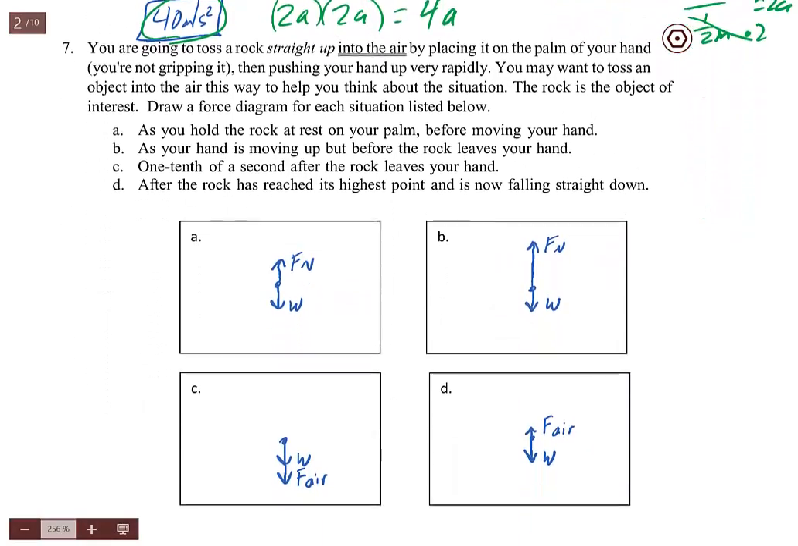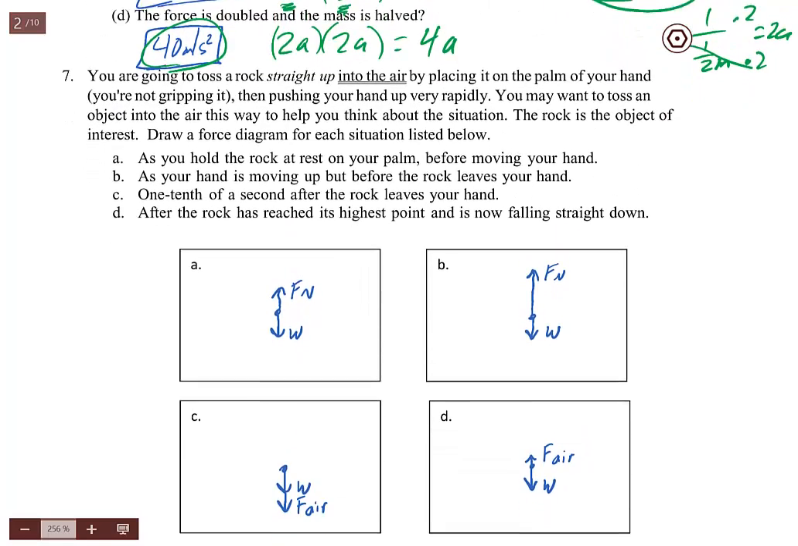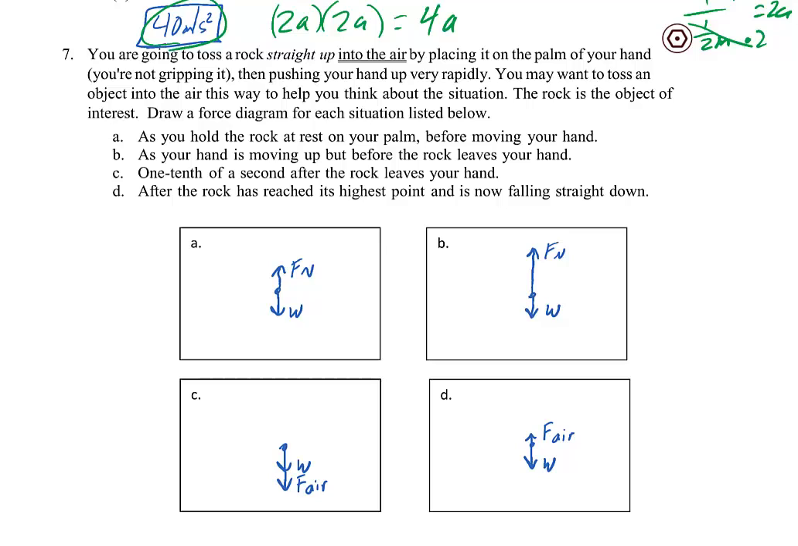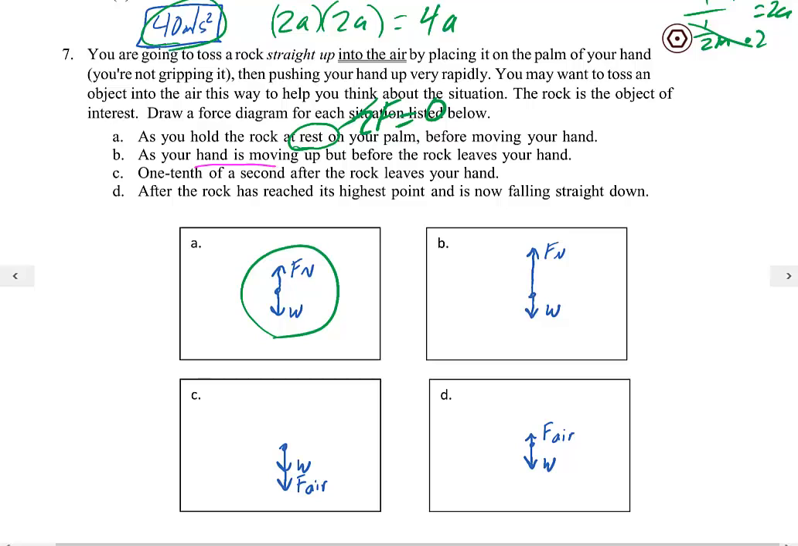So let's see, our last one for this video, number 7, we're trying to do force diagrams. If we hold the object at rest, we know that the net force has to be 0, so our normal force and our weight are identical. For part B, if your hand is moving up before the rock leaves the hand, I'm assuming it was accelerating up. And if the rock is accelerating up, then the force lifting up on it must be greater than the force pulling it down, so the normal force has to be bigger.